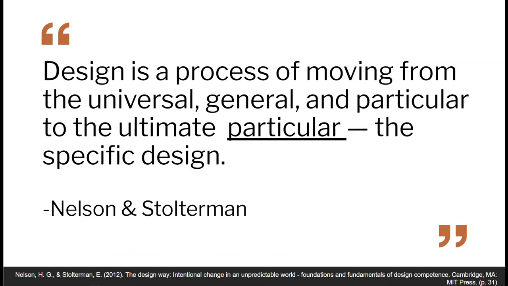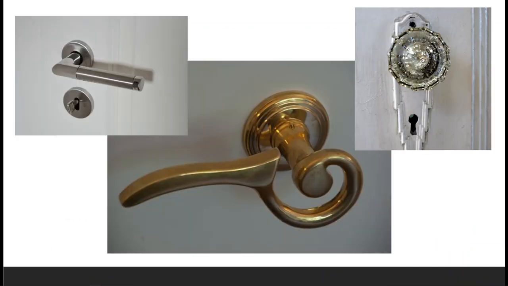Nielsen and Stolderman talked about design as a process of moving from the universal, general, particular to the ultimate particular, the specific design we're using. So universal might be thinking more about abstract principles of physics or the like as it applies to opening a door. What designers do is they might take that information, but they move that into the actual devices for opening a door, for example. And there's not just one way to open a door. There's a lot of different ways, and it depends on the specific purpose or particular that door is in.